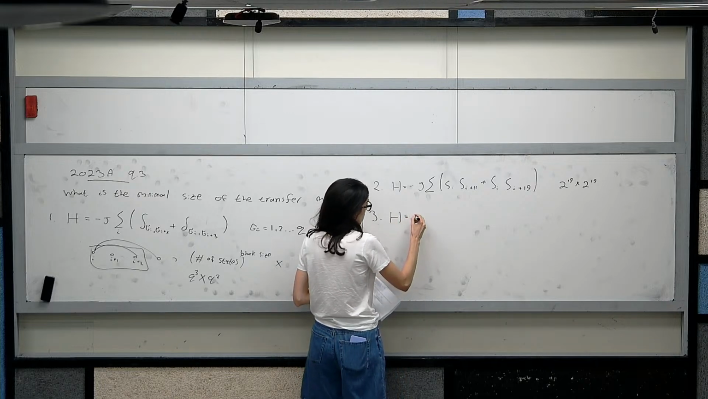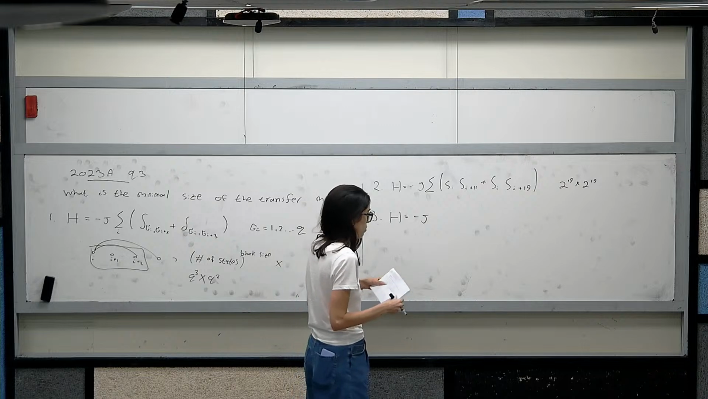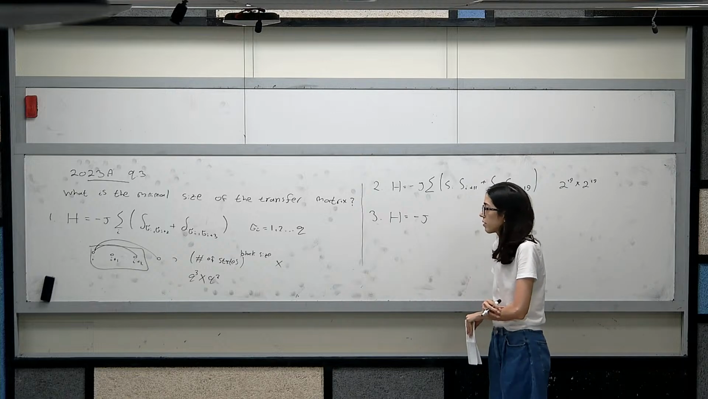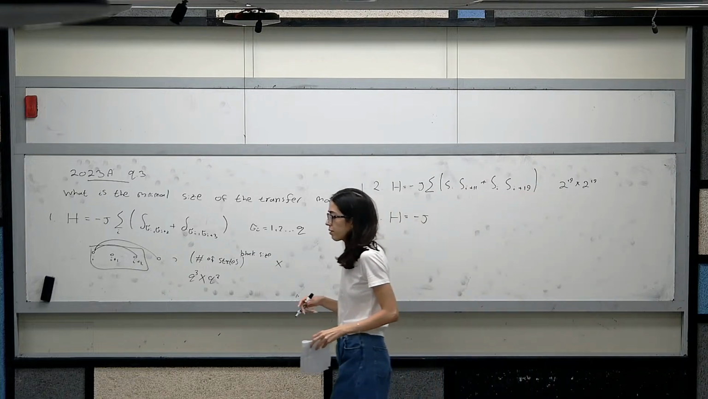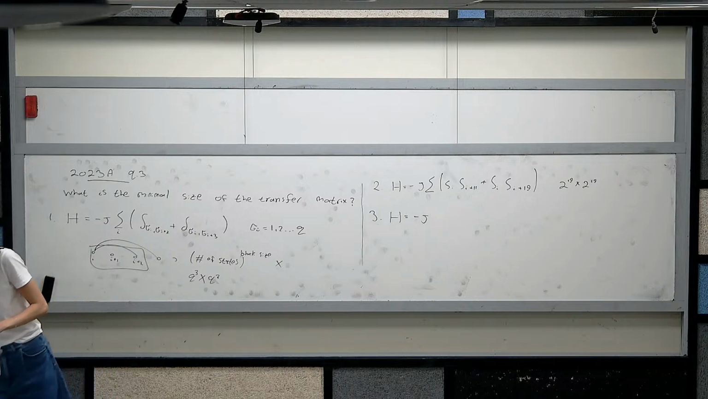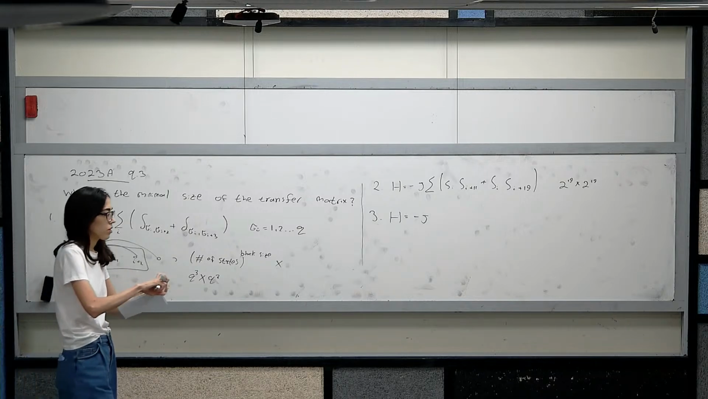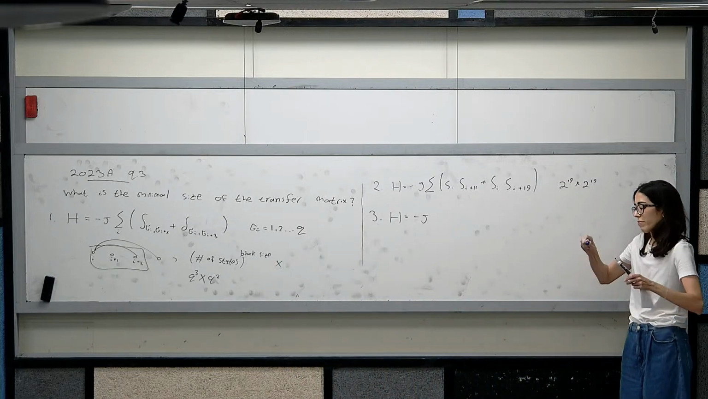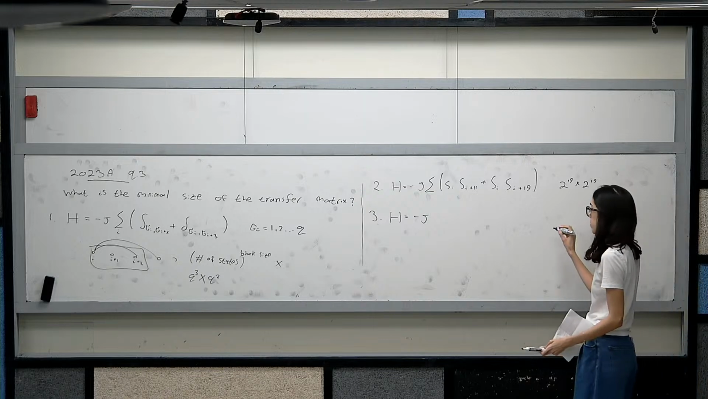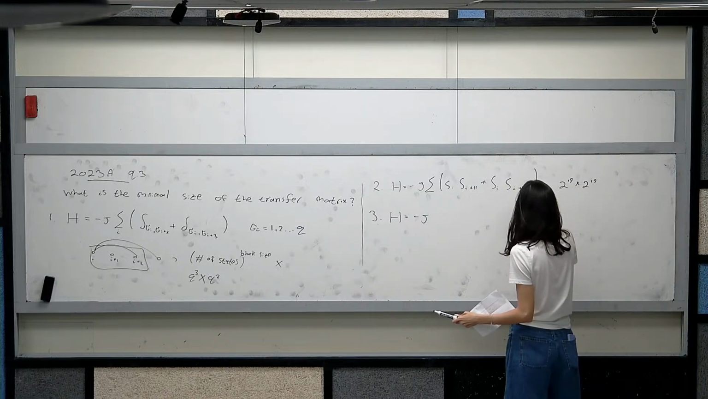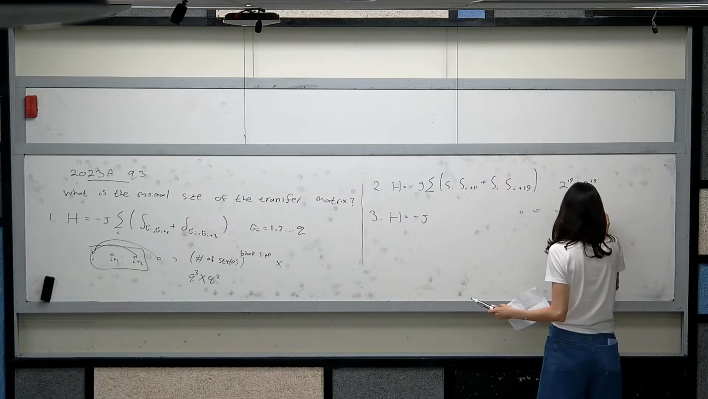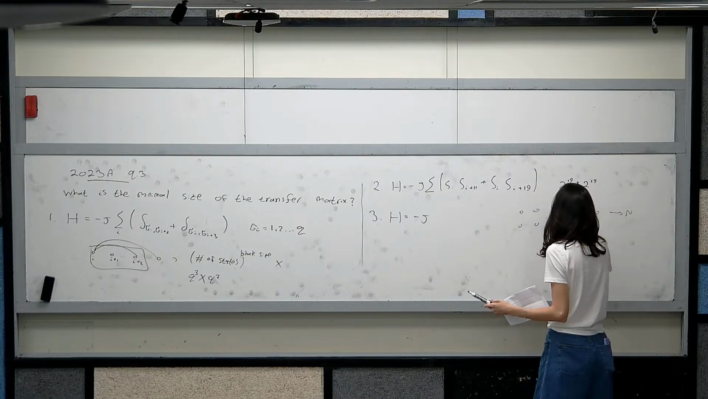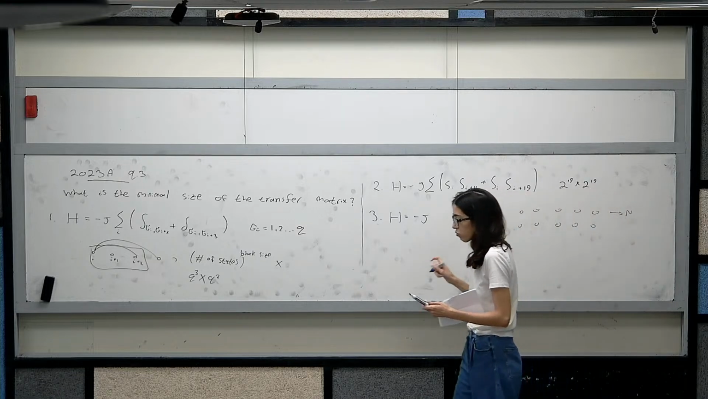So number 3, the Hamiltonian is equal to minus J. This is also an Ising model. Now, like it says in the question, we have a two-dimensional system. We have two lines of spins, like two Ising chains. We have N spins in that direction, and we have two lines.